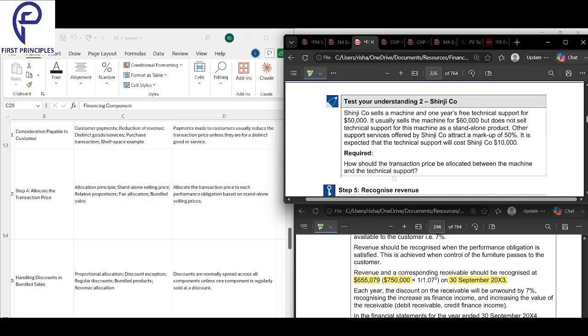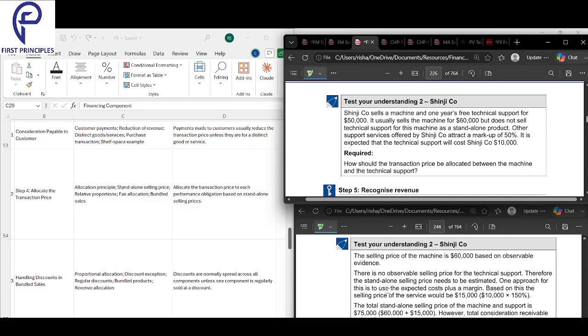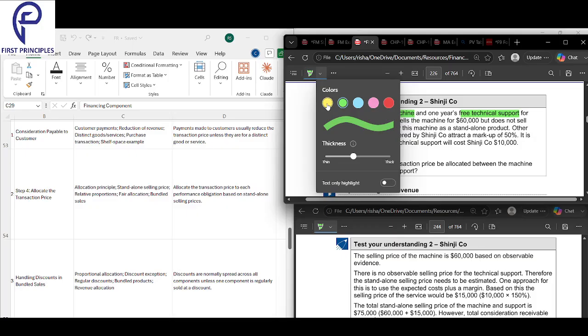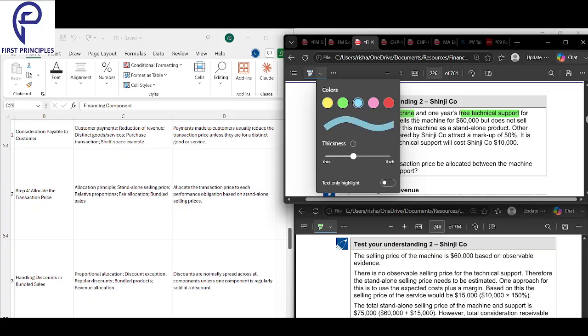Now we'll move on to the next sum here, Shinji. And we'll study the topic simultaneously here. Shinji sells a machine and 1 year's free technical support. So there are two performance obligations. One is a machine and one is free technical support. There are two products, two performance obligations. And the total price of the two obligations together is 50,000. Combined, it is 50,000. It usually sells the machine for 60,000.